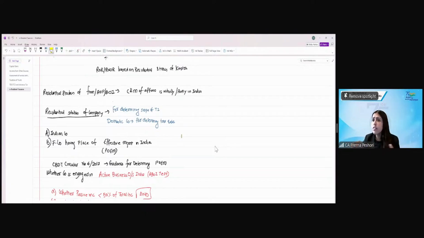Because it's a very subjective test, place of effective management, where the key management and commercial decisions are in substance made. How will I identify? Such a subjective test, practically you will go and ask the companies, where is your POEM? How would they even know where is the POEM? You have to ask the questionnaire. You have to engage with the management through interviews to come to a conclusion where is the POEM.